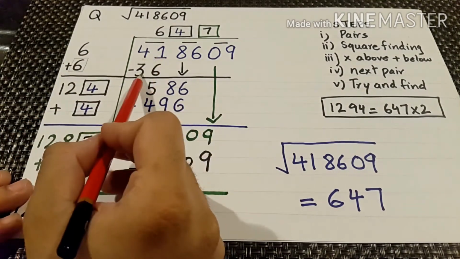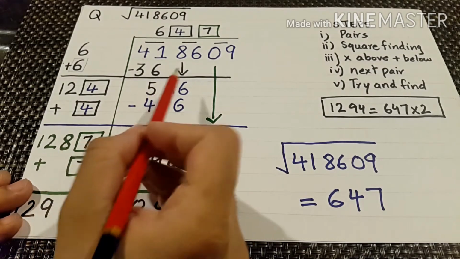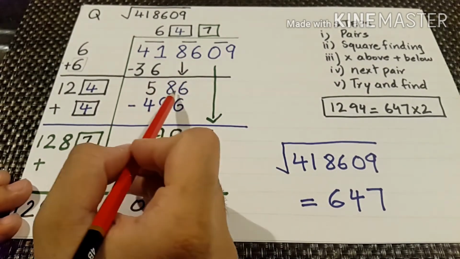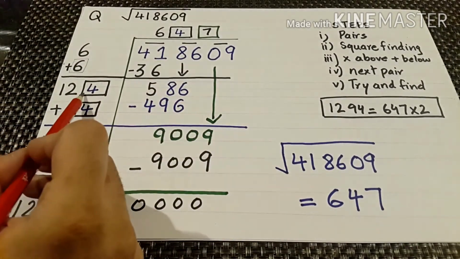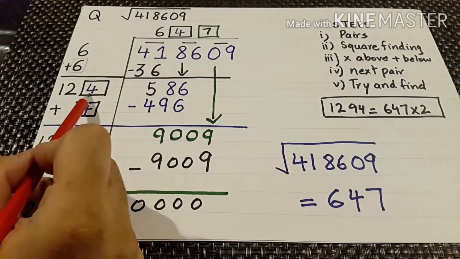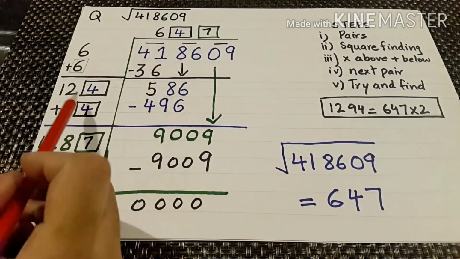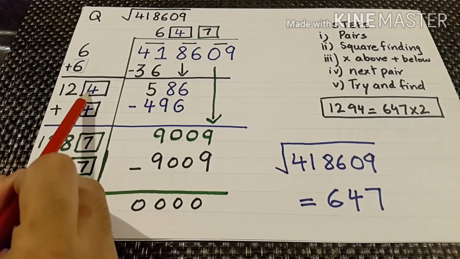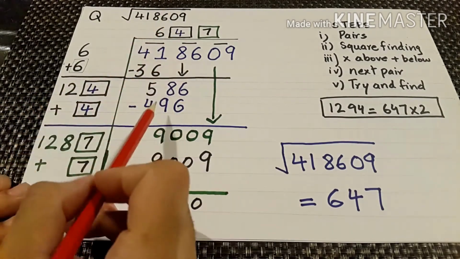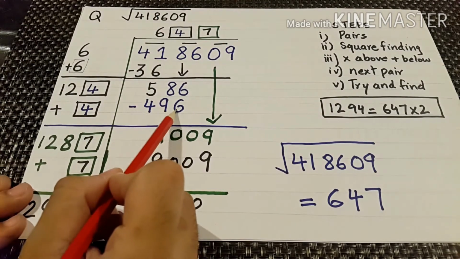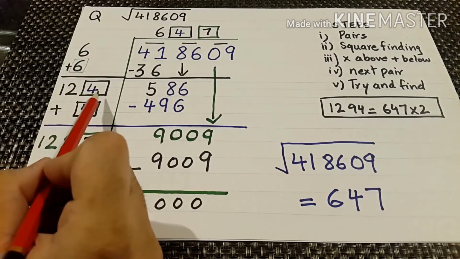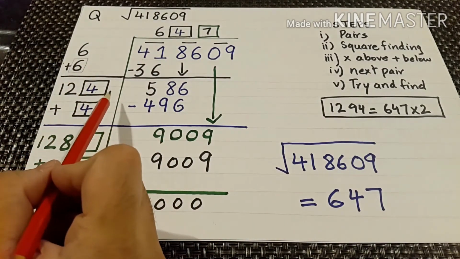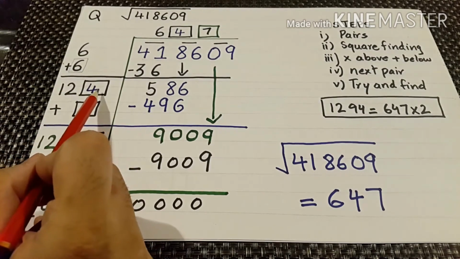Now 41 minus 36 we get 5. Now we bring down this pair 86 here. Now here we have to find a number that fits in these boxes, and this should be the same. Now 4 is the closest one. So 124 multiplied by 4 we get 496. And when 124 is multiplied by 5 we get a bigger number. So 4 is the better choice.